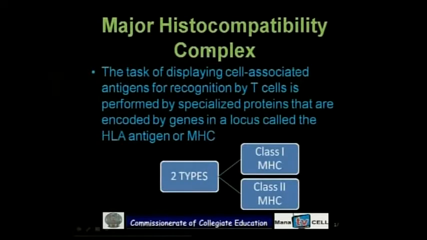Next is the major histocompatibility complex. The major histocompatibility complex has two types: class 1 MHC molecules and class 2 MHC molecules. Class 1 MHC molecules are expressed in all nucleated cells. Class 2 MHC molecules are present in the antigen presenting cells. These are involved in the presentation of the antigen to the T lymphocytes.